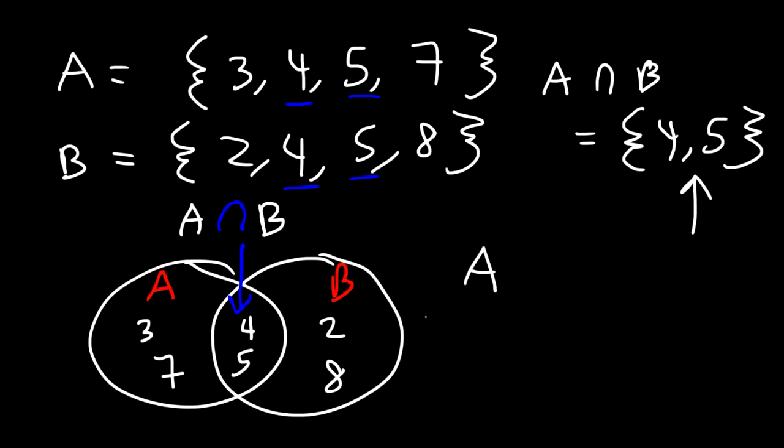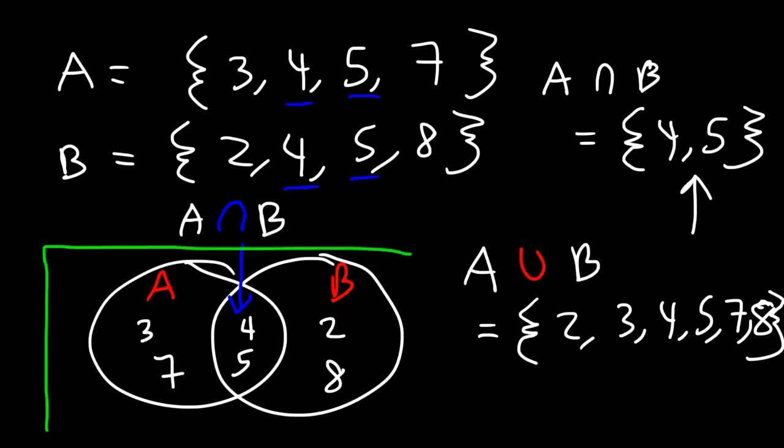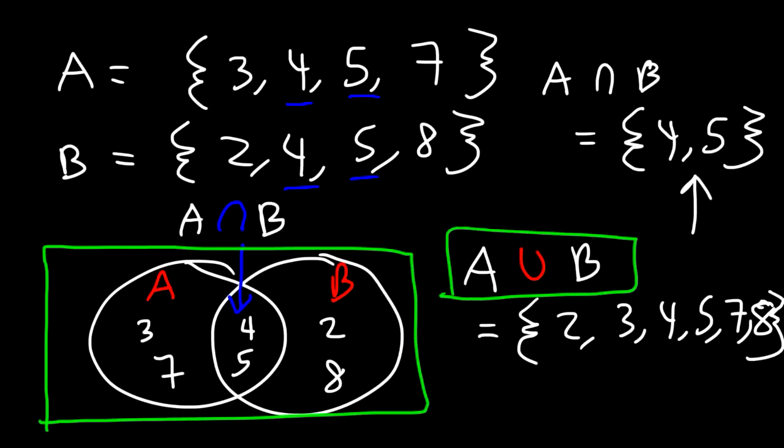Now the union of these two sets is basically everything. It contains the numbers 2, 3, 4, 5, 7, and 8. And I'm running out of space. So this entire system with the two circles represents the union of A and B because it contains all the numbers 2, 3, 4, 5, 7, and 8. But the intersection is limited by this region here because it only contains the elements common to both sets.